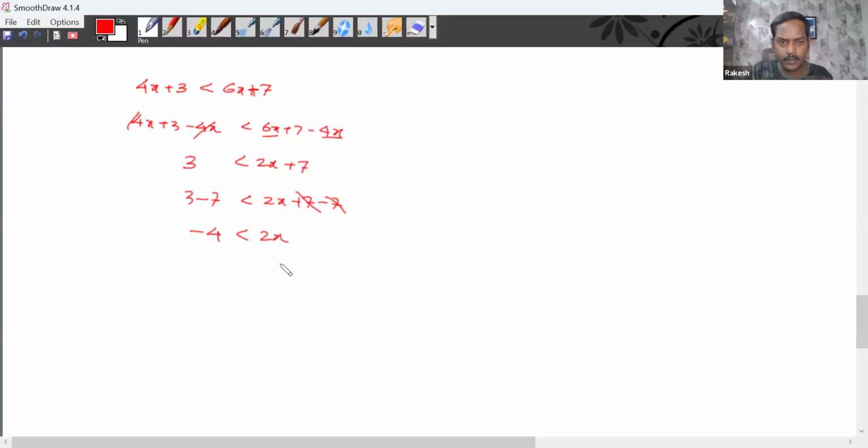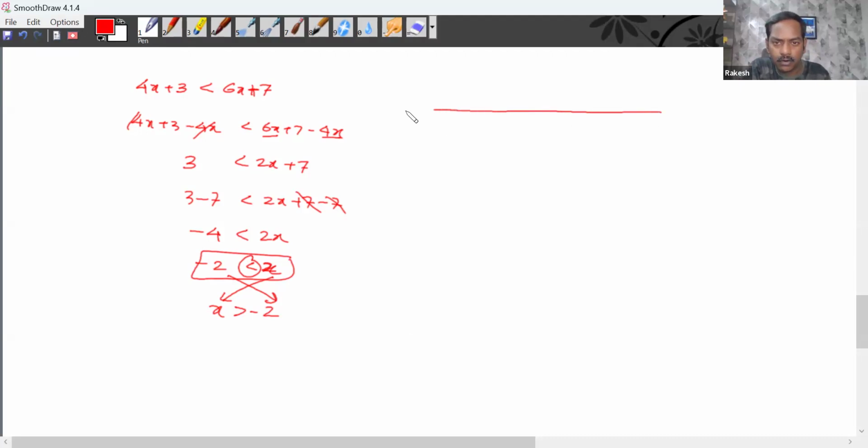Let us divide both sides by 2. So I'll be getting minus 2 is less than x. I can also write this as x is greater than minus 2. If minus 2 is less than x, that simply means x is greater than minus 2. If I want to make this portion LHS and this portion RHS, then I should also change the sign. Okay, so x greater than minus 2 is the solution.